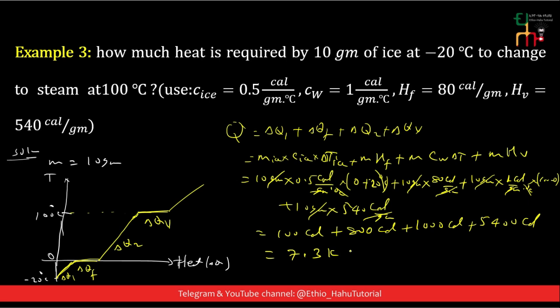7.3 kilocalorie. This is the total amount of heat needed to raise the temperature of 10 grams of ice at negative 20 degrees Celsius to steam at 100 degrees Celsius.